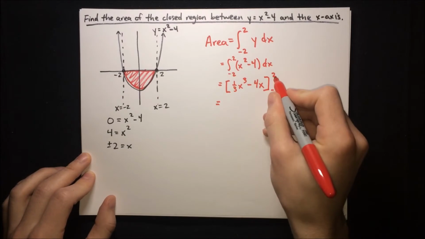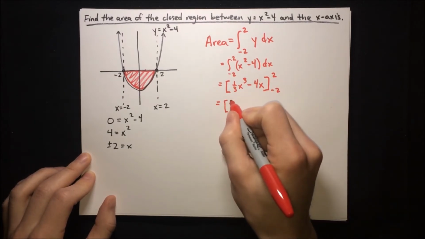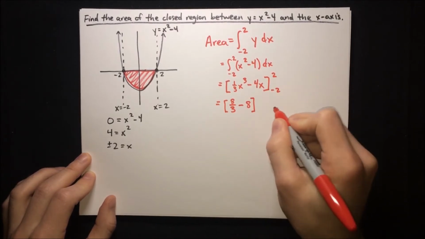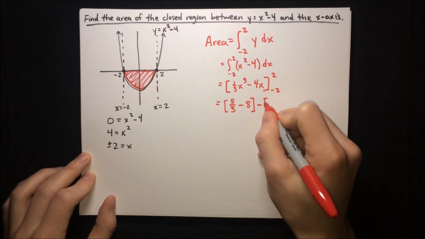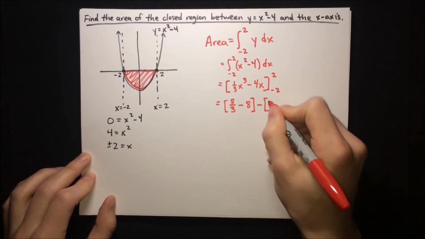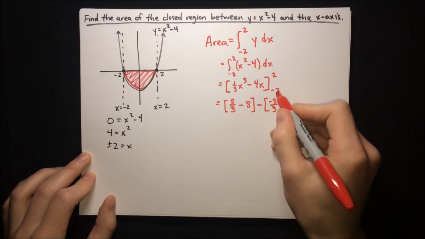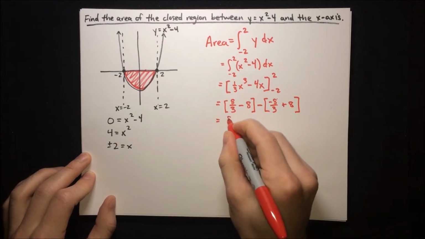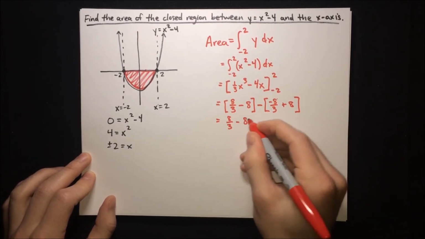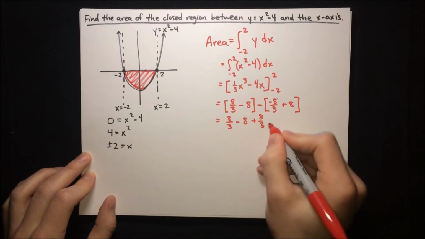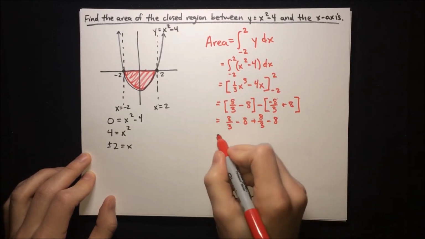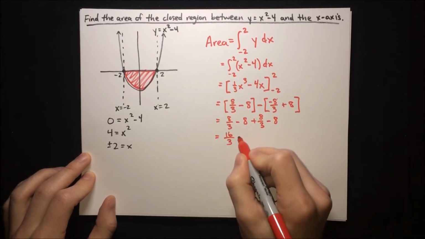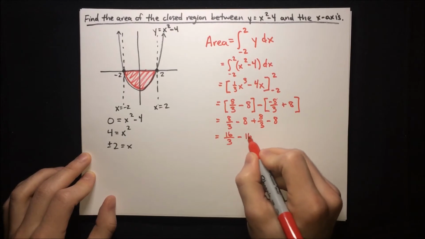So let's go ahead and plug in 2 here. So 2 cubed is 8, so 8/3 minus 4 times 2, it's also 8. And then minus at the other bound, -2 cubed is -8, so -8/3. And then -2 times -4 is plus 8. Alright, so let's go ahead and distribute our minus sign. 8/3 minus 8 plus 8/3 minus 8. And then we'll combine 8/3 and 8/3 makes 16/3. And minus 8 makes minus 16.